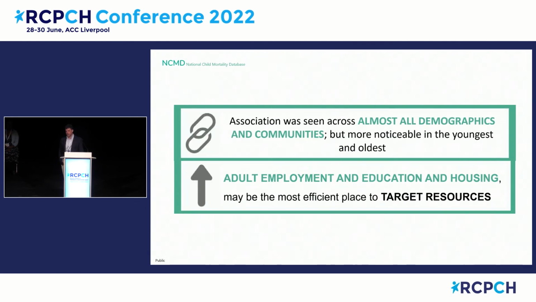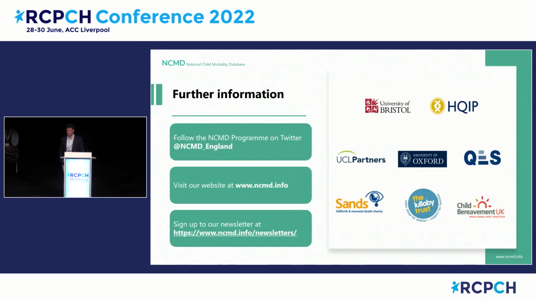The association is everywhere. It's in all our demographics, all our communities, but it is more noticeable in the youngest and in the oldest children. And adult employment and education in the area where the children live, and interestingly, the quality and the costing of housing may well be the most efficient places to target our future resources.